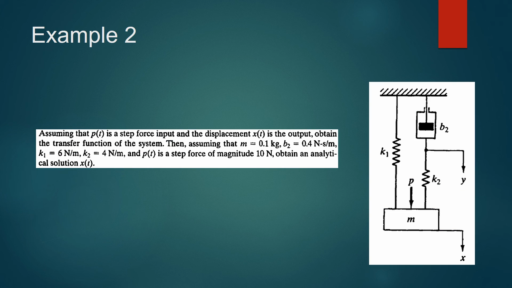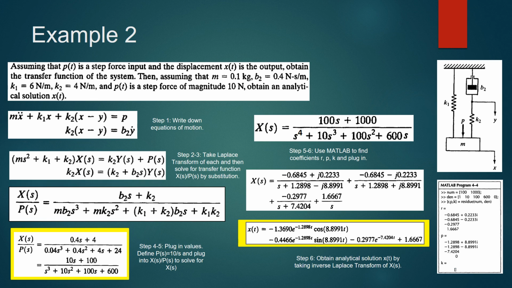We have even seen and analyzed more complex systems, such as one with two springs, a mass, a damper, and a step force input, as seen in the system to the right. We may find the transfer function in this system. A transfer function is mathematically defined as the Laplace transform of the output divided by the Laplace transform of the input. To solve this problem, we can first determine a mathematical model of the system by writing down our equations of motion. We can then take the Laplace transform of each equation and then solve for our transfer function using the method of substitution. We can go even further and also find a solution x of t by defining our force P of s to equal 10 over s, since it is a step force of magnitude 10 newtons. Then, using MATLAB, we can find our coefficients and then take the inverse Laplace transform to find our analytical solution x of t.